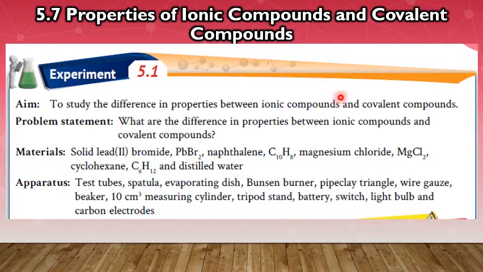We have one experiment in this subtopic, and the experiment is to study the difference in properties between ionic compounds and covalent compounds. Under this experiment, you have three small experiments: A, to find the electrical conductivity of compounds; B, to find the solubility of compounds in water and organic solvents; and C, to find the melting point and boiling point of compounds.